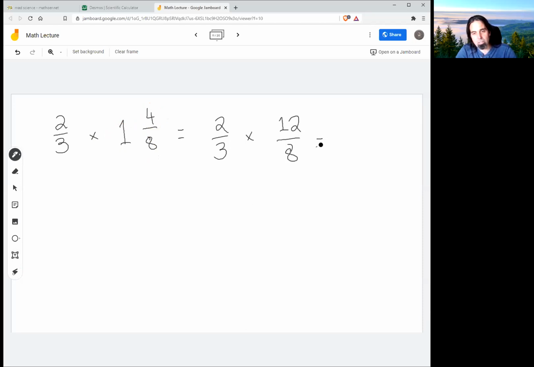And then I can do what I did before. I can multiply across and then reduce, or I could do some canceling. 3 and 4 becomes 1. 3 and 12 becomes 1 and 4. 2 and 8 becomes 1 and 4. My 4s are going to cancel, so it's just going to be 1. If it helps, I can say it's 1/1, which turns into 1.